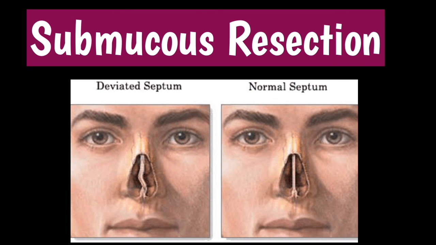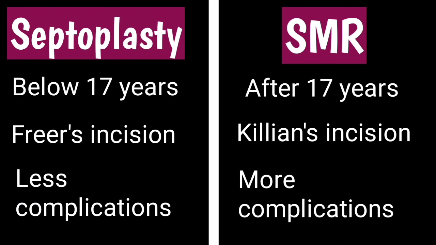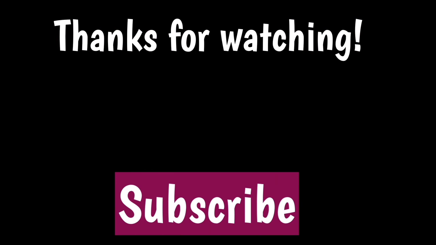The major advantage of septoplasty over the SMR is that septoplasty can be done below 17 years of age, while SMR is done only in adults after 17 years of age. Freer's incision is given in septoplasty, while Killian's incision is given in SMR. Septoplasty has fewer complications, while SMR has more complications like supratip depression, columellar recession, or flapping of the septum. That's why septoplasty is preferred.